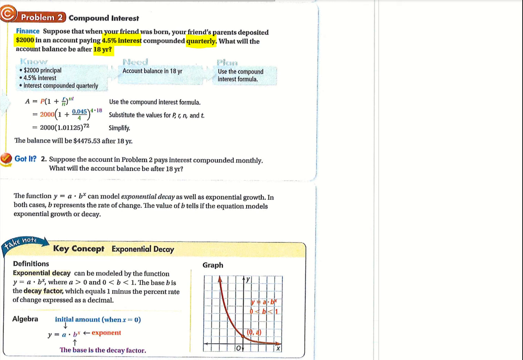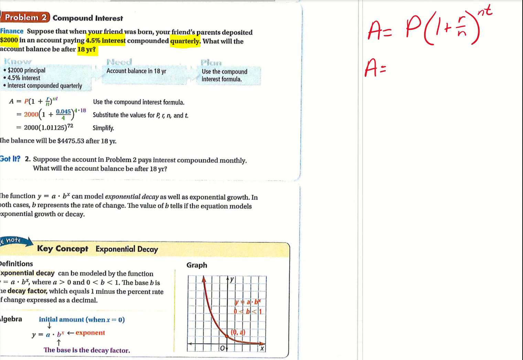So I'm going to go ahead and write out my equation. We have A equals P times 1 plus R over N, and then that will all be to the power of N times T. Okay, so A is what we're trying to figure out, like I said earlier, so we don't know that yet. P is going to be our principal, which is $2,000. That was our initial deposit.